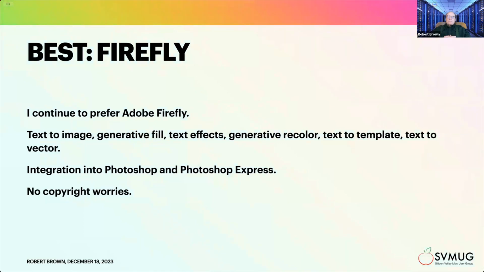Now, I still feel that Firefly is best, at least by my eye. And I do prefer to use it because it has all these other capabilities that have been rolled out this month. We have our text effects, our generative recolor, text to template, and very interesting inside Adobe Illustrator, text to vector. So you can now give it a vector prompt and create a vector illustration. And the integration in Photoshop and Photoshop Express is good. And as before, because Adobe is very careful what they train their system on, there's no copyright worries.